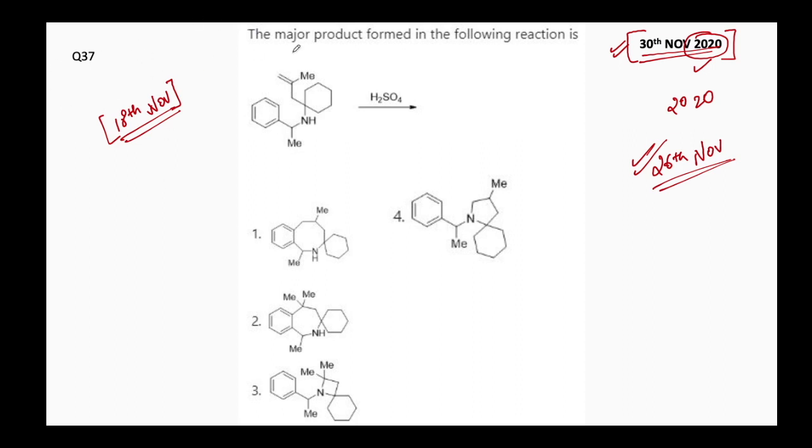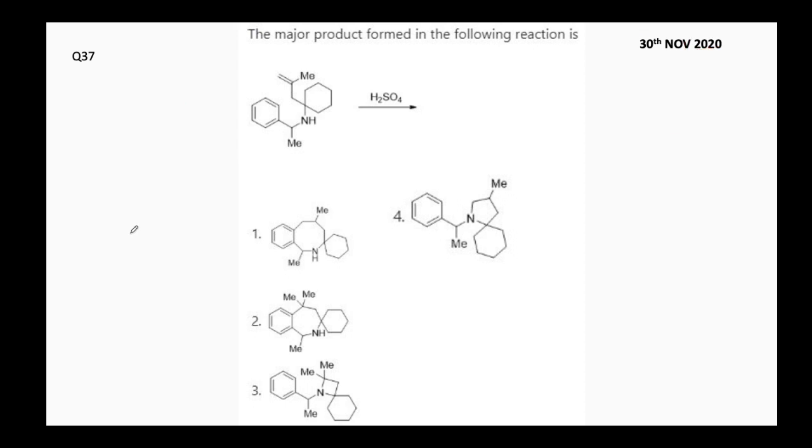Right, so this is the first question that I've taken from this paper. I just want you all to try to solve these questions by yourself. Okay, so let's start, guys. This is our first question. The major product formed in the following reaction is... so as you can see over here, guys, you have an alkene and you have H2SO4 and the amine is a secondary amine, right? So what do you think can happen in this reaction?